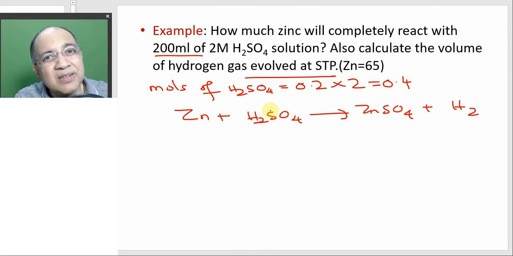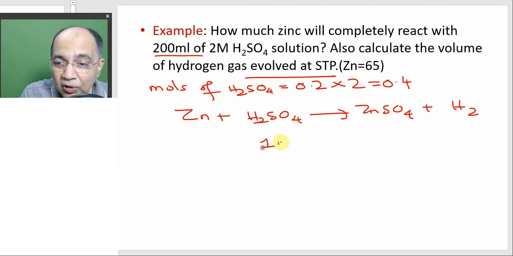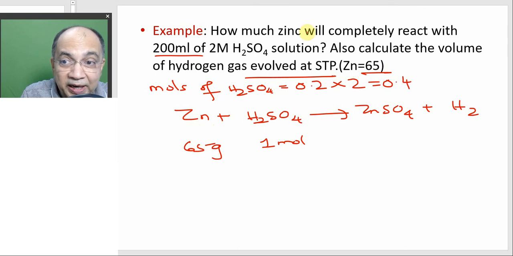So let us solve by the mole method or mole mass method. So 1 mole sulfuric acid is reacting with 1 mole zinc. 1 mole zinc means gram molar mass is 65 gram. It is given here. So let us write 65 gram here for zinc, because we will be finding the mass of the zinc, and here 1 mole. So a mole mass relationship we establish.